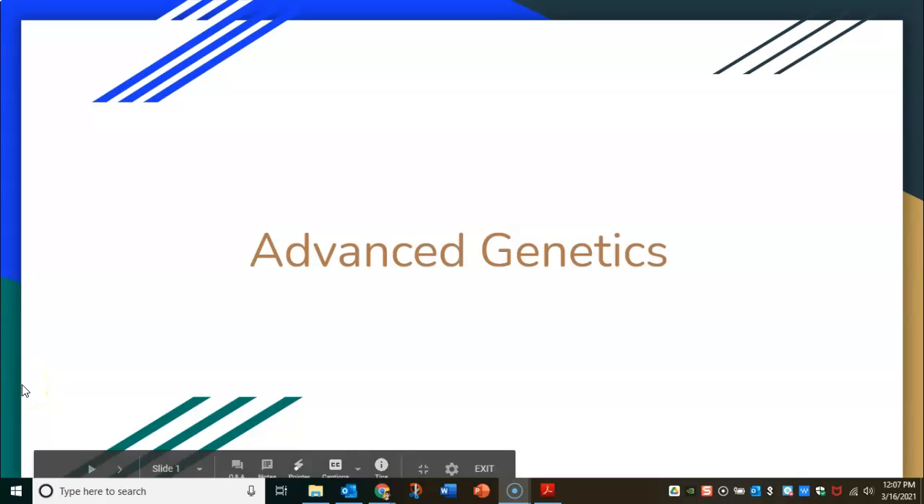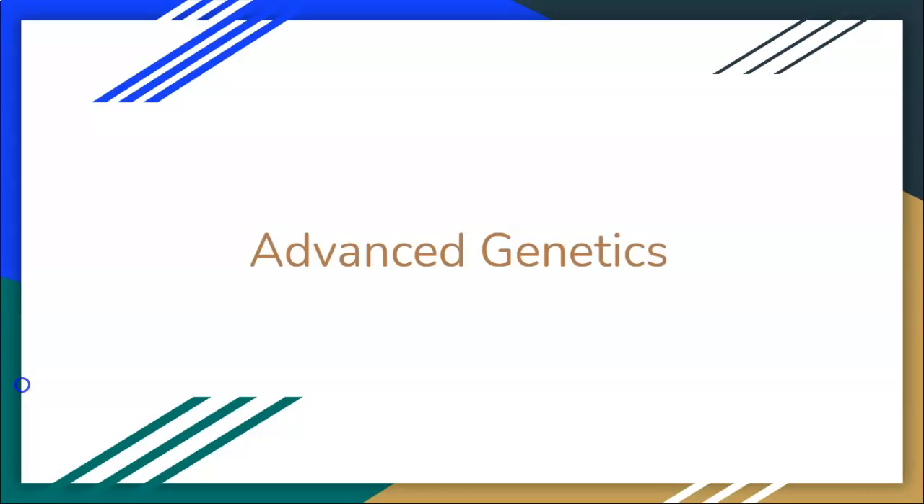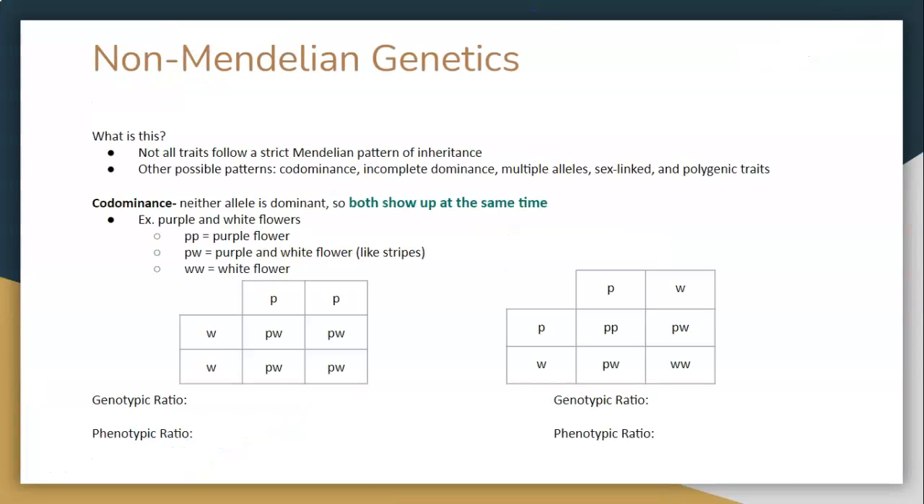Today we're going to talk about advanced genetics. Advanced genetics is any type of inheritance pattern that does not follow your typical Mendelian inheritance. So as mentioned, not all traits follow a strict Mendelian pattern of inheritance. That's when you're thinking there's a dominant and there's a recessive, and the dominant will overshadow the recessive trait always.